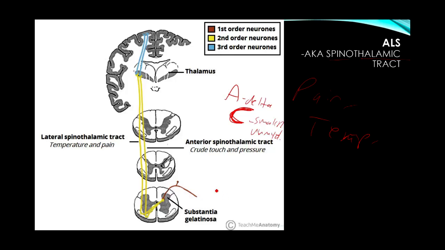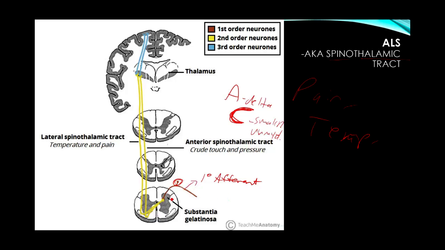Okay, so we have our first order neuron. You'll also see the term primary afferent neuron. That senses pain and temperature information. And remember, this neuron has its cell body located in the DRG. And just remember that with all sensory information, the cell body is located in the DRG. And these neurons are really just extensions of the DRG in a way. You can think of it like that.